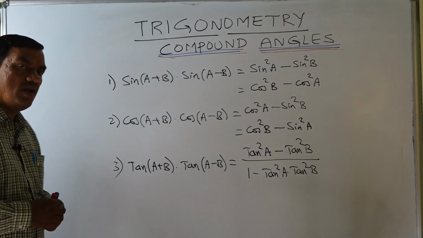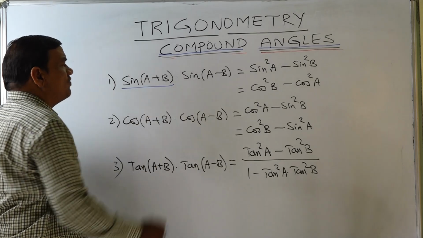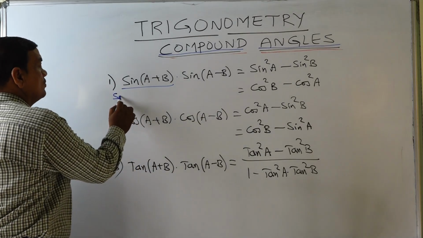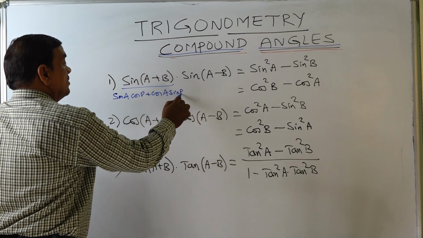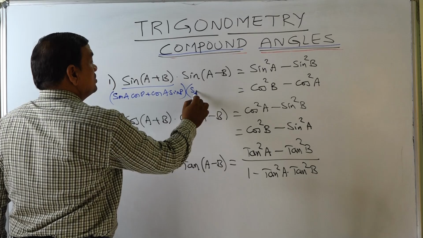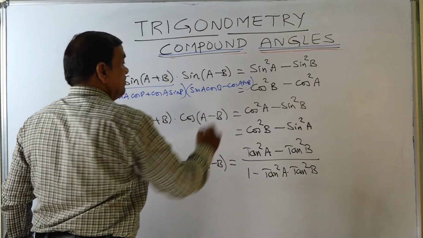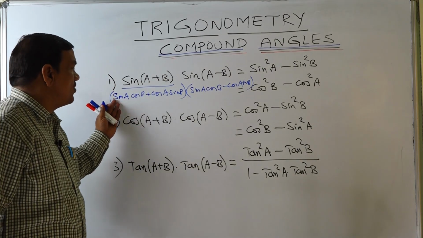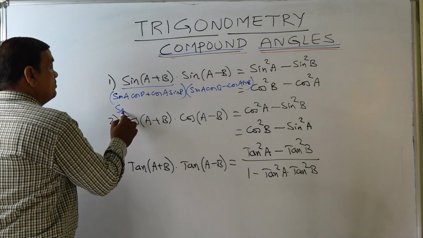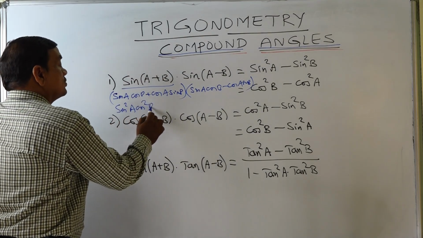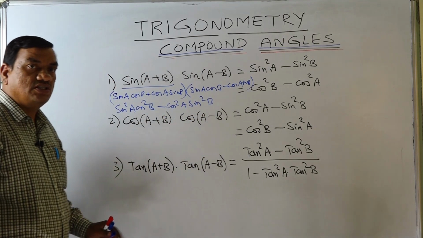For all these formulas, the proofs are very, very easy. Write the formula of sin of A plus B, which is equal to sin A cos B plus cos A sin B, multiplied by the sin of A minus B formula, sin A cos B minus cos A sin B. It is obviously in the form of A plus B times A minus B, so this is A square minus B square. That means sin square A cos square B minus cos square A sin square B. So that is our formula.